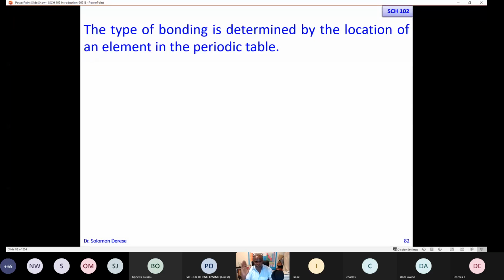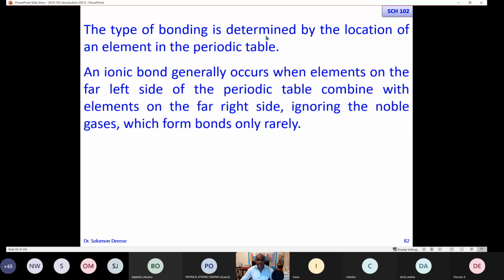So we leave them out. The two extremes are group 1 elements and group 7A elements. If there is a chemical bonding between a group 1A element and a group 7A element, that chemical bonding is ionic bonding. So the type of bonding is determined by the location of the elements in the periodic table.